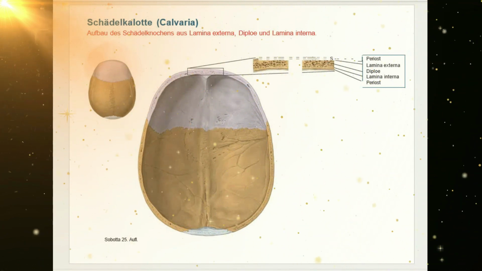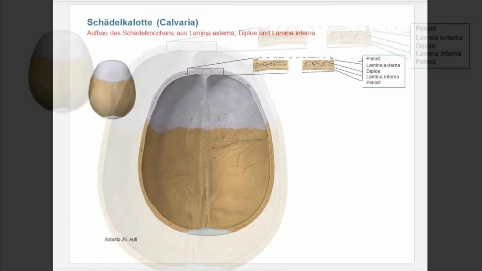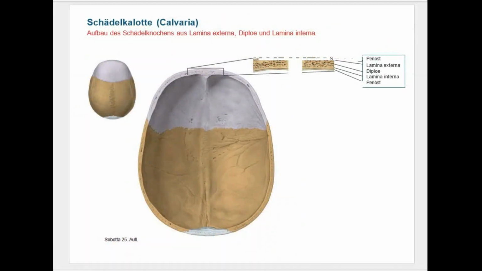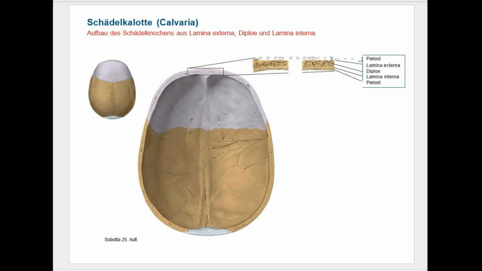The diploe is located between the external lamina and the internal lamina. It is cancellous bone. The diploe layer contains blood vessels and red bone marrow. This is the diploe's most important job. And the last, the lamina interna, is the inner bone layer of the calvaria, which attaches directly to the brain. Similar to the lamina externa, this layer consists of compact bone and provides additional protection for the brain.